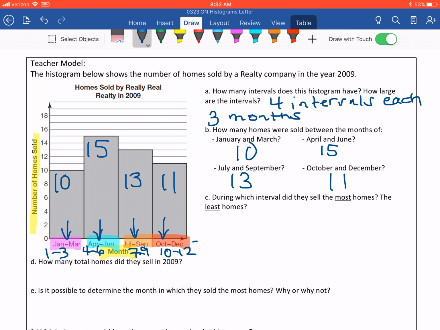So the next question, during which interval did they sell the most homes? Whenever I look at the bars and the intervals, which one had the most, 10, 15, 13, or 11? Well, the most would be the 15. And I wouldn't say most is 15. I would say most is which interval? April through June.